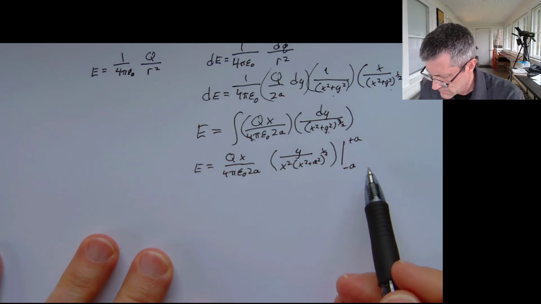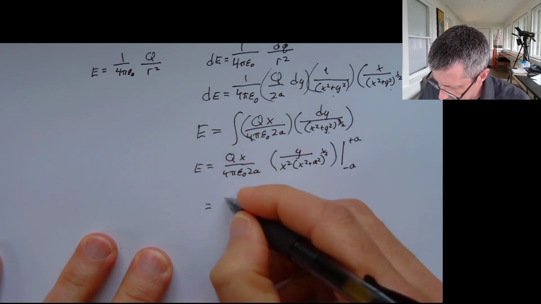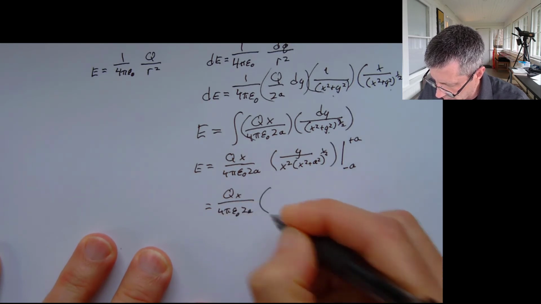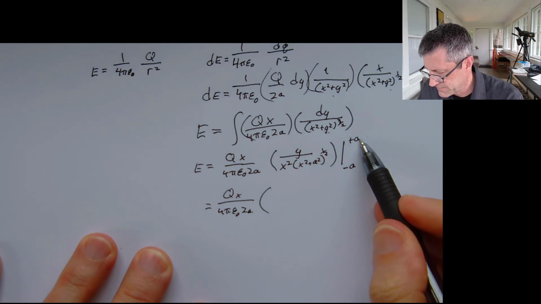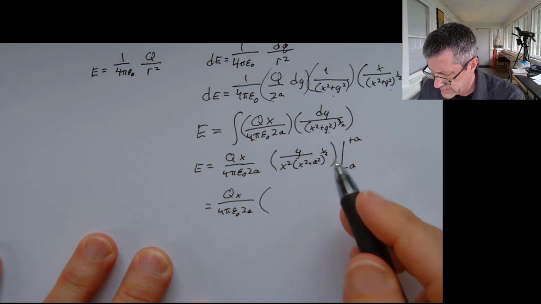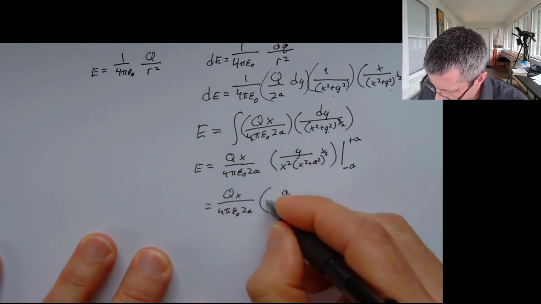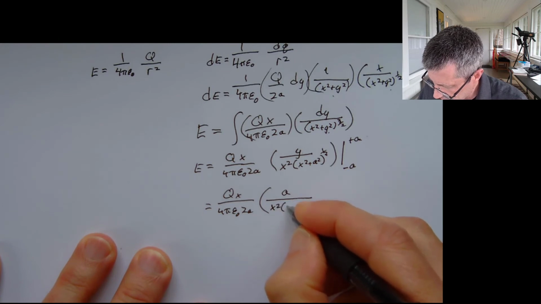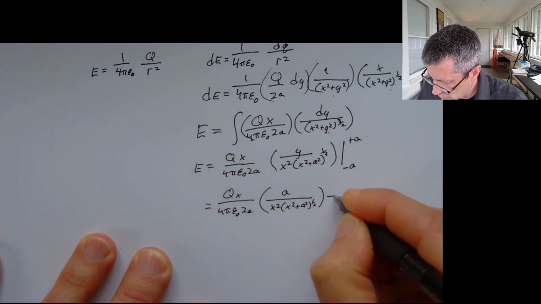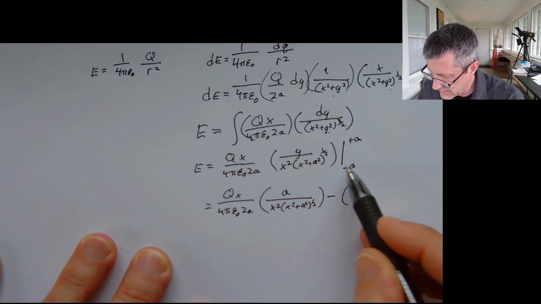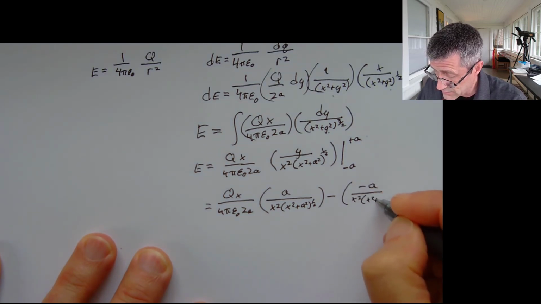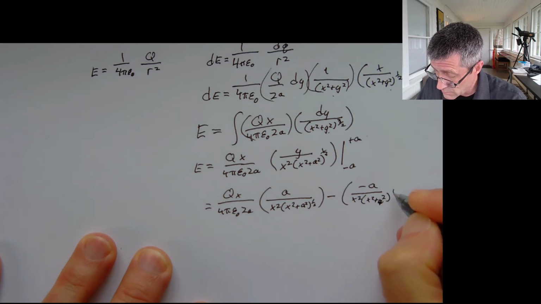So I'm going to have my constants, q times x over 4 pi epsilon naught times 2a. I'm going to plug in positive a for y. Well, what do we get? I get a over x squared times x squared plus a squared to the 1/2. And I subtract from that what I get when I plug in negative a. Well, that's the only place it shows up. So minus a over x squared times x squared plus a squared to the 1/2.